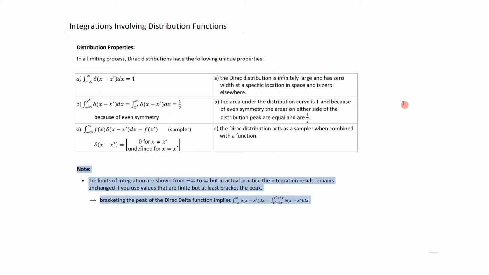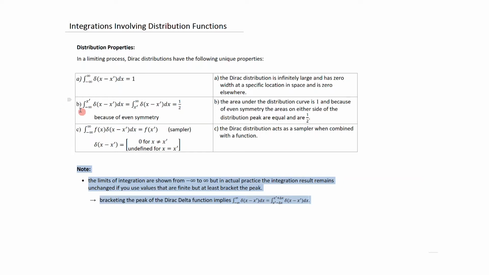All right, so some properties of the Dirac delta functions, and because it's a limiting process, 3 particular examples. If we take a delta function with argument x minus x prime, dx, integrate between the upper limit and lower limit of infinity and minus infinity respectively, you always get a value equal to 1. This is a property of the Dirac delta function. So it basically is infinitely large and zero width at a specific location in space, zero elsewhere. So at x equals x prime is where the Dirac delta function becomes undefined.